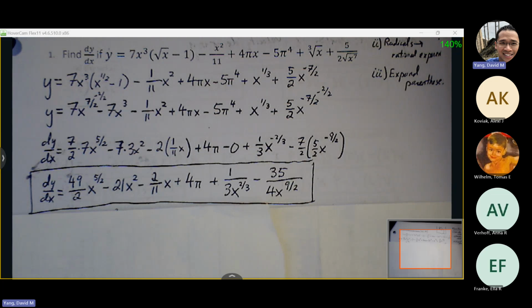We're okay with one. Any questions here? Wouldn't the 49/2, wouldn't that turn into root x to the fifth column? You can, but you can leave your answer as radical form or rational. If you put it back in terms of radical, no issues there.